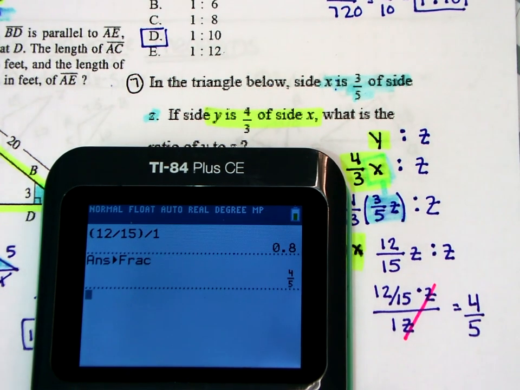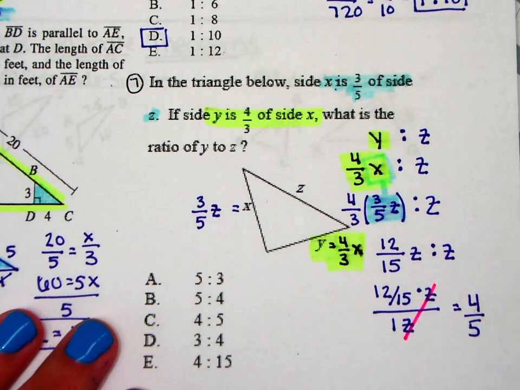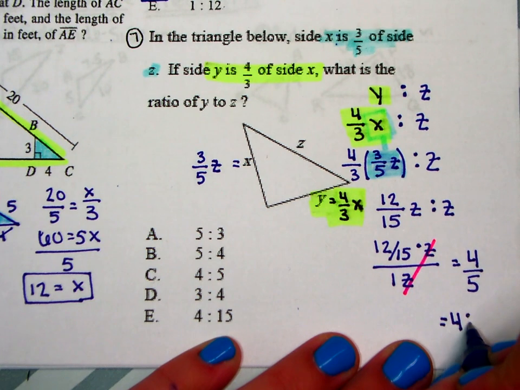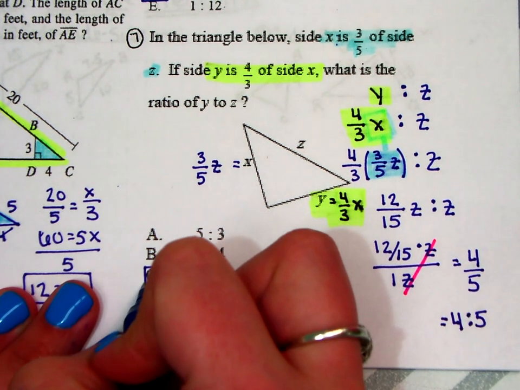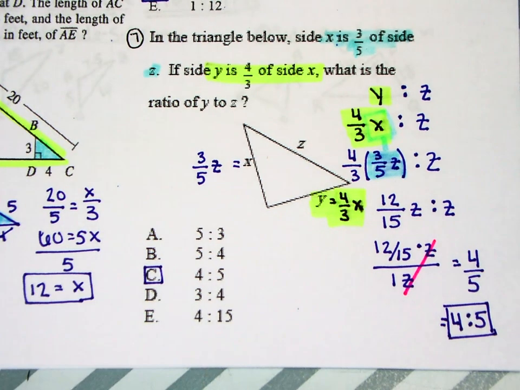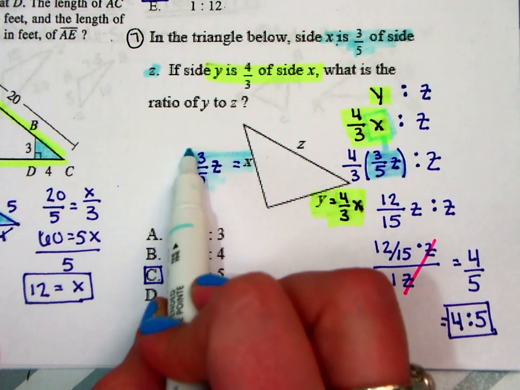However, remember the original values, all my answers are written as colons. So the 4/5 actually changes to 4:5, which is option C. So this problem is very tricky because it involves a double substitution and making sure that you draw on your picture. So drawing on your picture is the best way to properly do these problems.